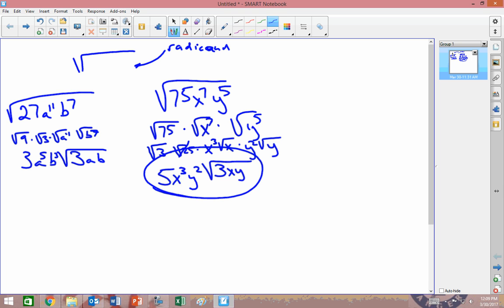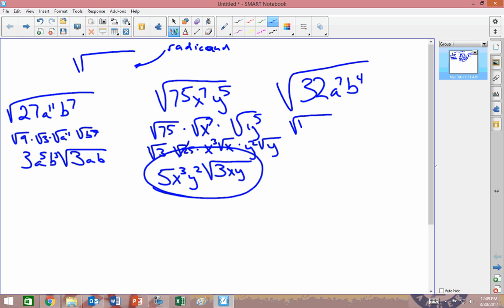Last one, 32, a to the 7th, b to the 4th. What can I factor 32 out to? I want the biggest square I can think of. 8 and 4, but those both have a square inside them. Is there a number that's a little bit bigger? What if I divide it by 2? 16 and 2? Any of those a square? Alright, so let's do that.